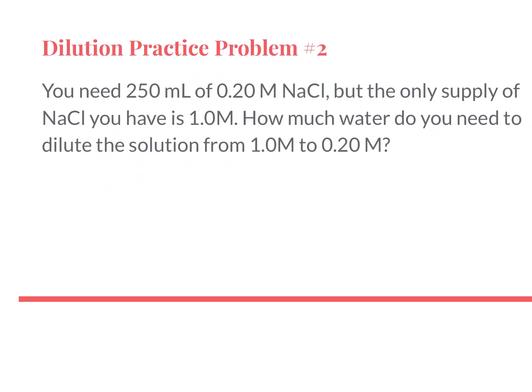All right, this time you need 250 milliliters of 0.20 molar NaCl, but the only supply of NaCl you have is 1.0 molar. How much water do you need to dilute the solution from 1 molar to 0.20 molar? Okay, so first, you just need to identify M1, V1, M2, and V2.